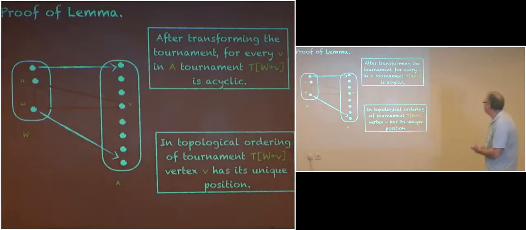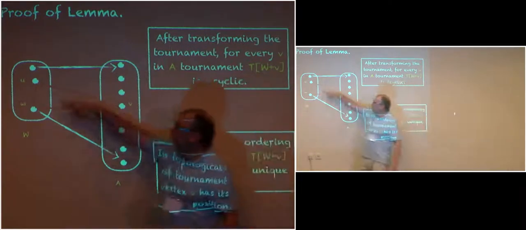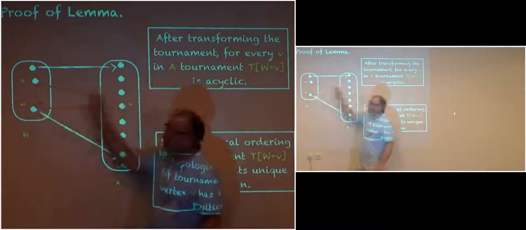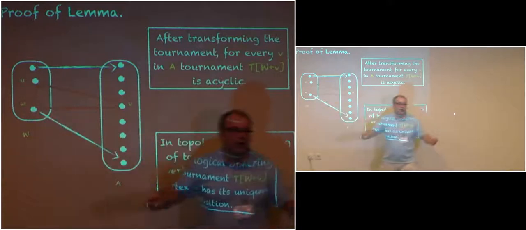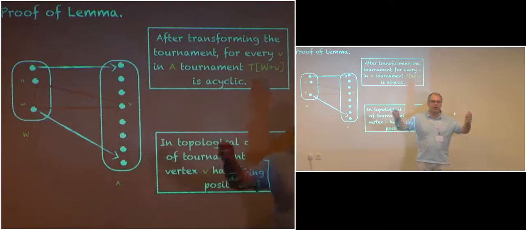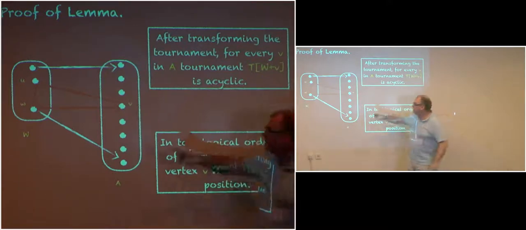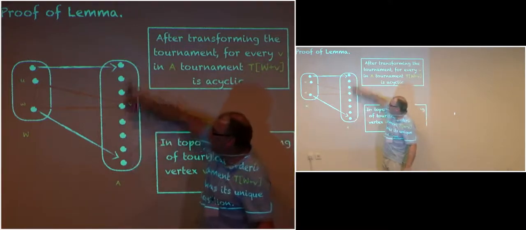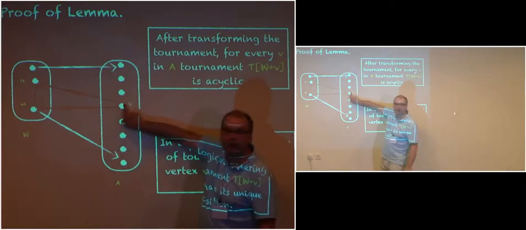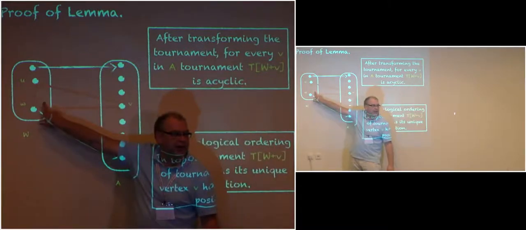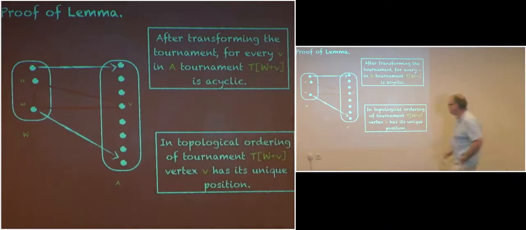But this means that if I take a topological ordering of this tournament plus this vertex, every vertex in the topological ordering of an acyclic tournament has a unique position. So each of these vertices has a unique position if I add it to here. Okay, that's one thing.